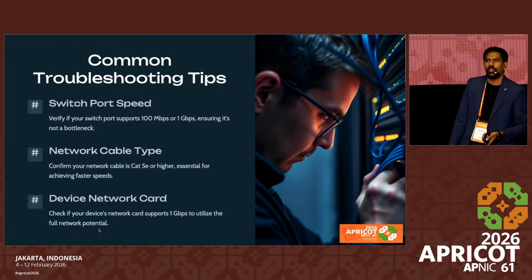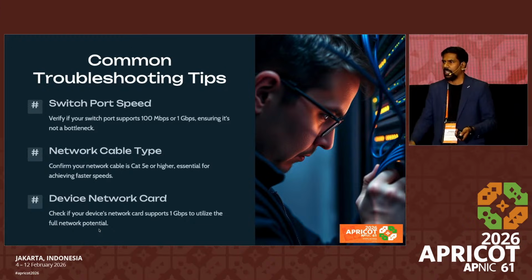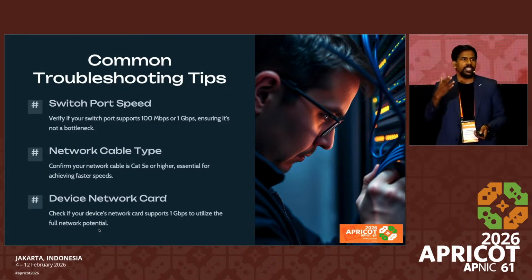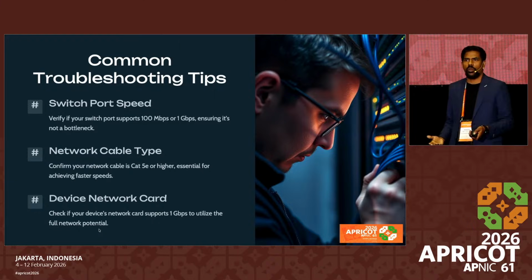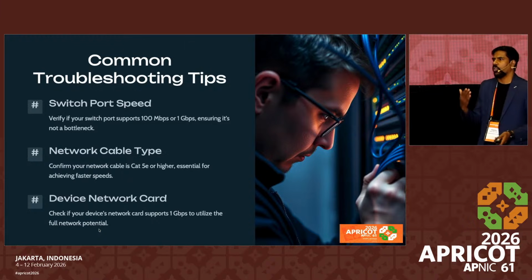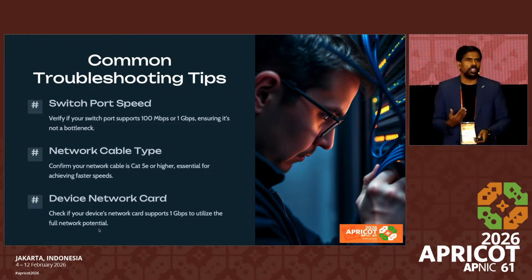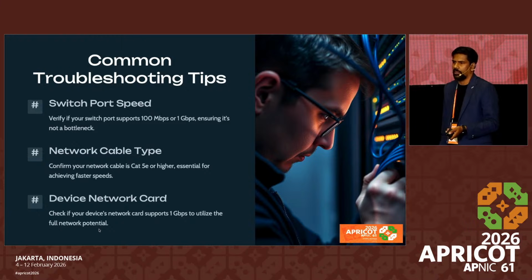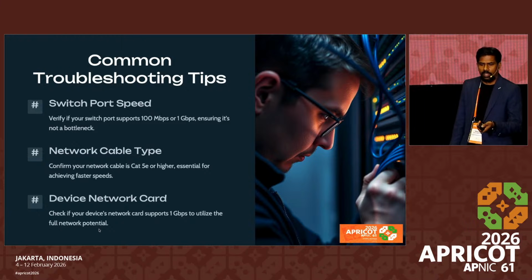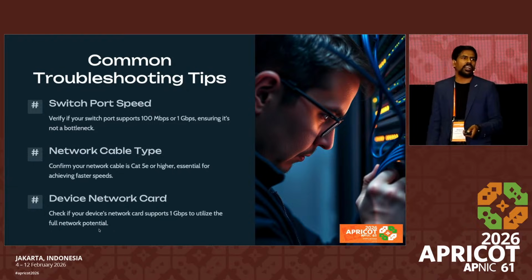If it is a switch port, Fast Ethernet, or it supports less than 100 Mbps, it might be Fast Ethernet. So you have to verify it is Gigabit Ethernet, right? Otherwise you are not getting the higher bandwidth. And you always have to confirm you are using higher than Cat5e cable. If you are using less than Cat5e cable, again you get 100 Mbps. The third one, device: your end users' network cards must support 1 gig. Early days it was 100 Mbps.